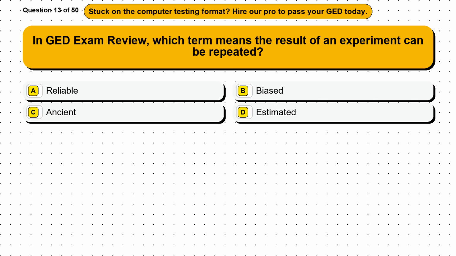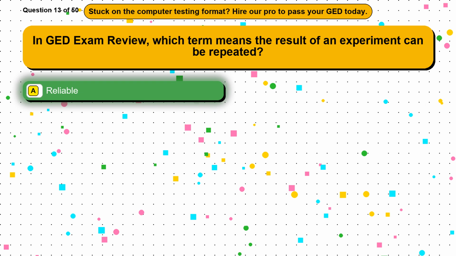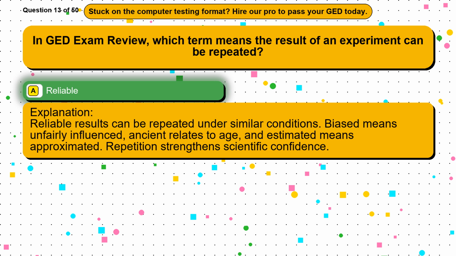Question 13. In GED exam review, which term means the result of an experiment can be repeated? Option A, reliable. Option B, biased. Option C, ancient. Option D, estimated. The correct answer is option A, reliable. Reliable results can be repeated under similar conditions. Biased means unfairly influenced, ancient relates to age, and estimated means approximated. Repetition strengthens scientific confidence.